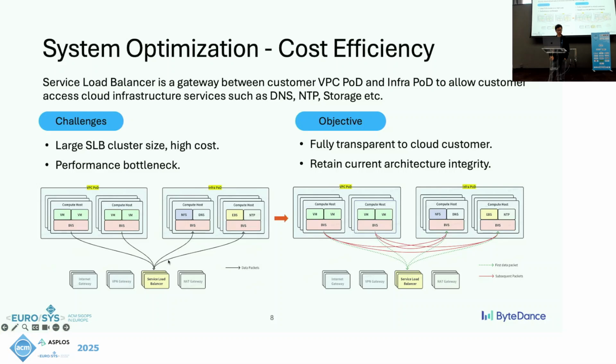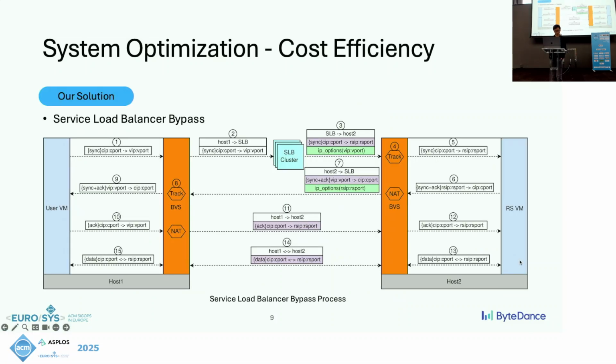Because of this, as our scale grows, we need to build a larger service load balancer, and that incurs high cost and a performance bottleneck. So we are thinking about whether we can bypass the service load balancer, but we want it to be fully transparent to the cloud customers, and we also want to retain the current architecture's integrity. So with that, we introduced the service load balancer bypass.